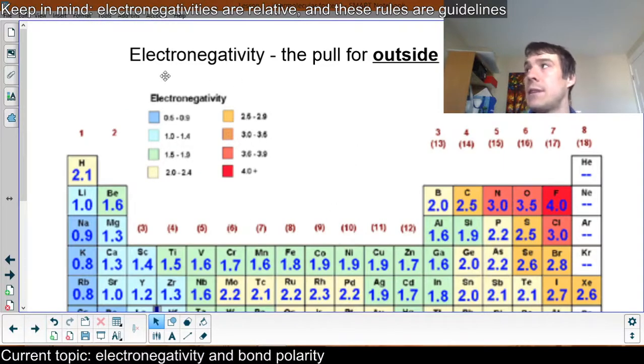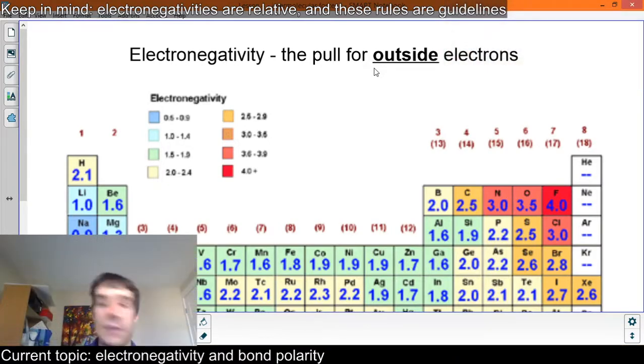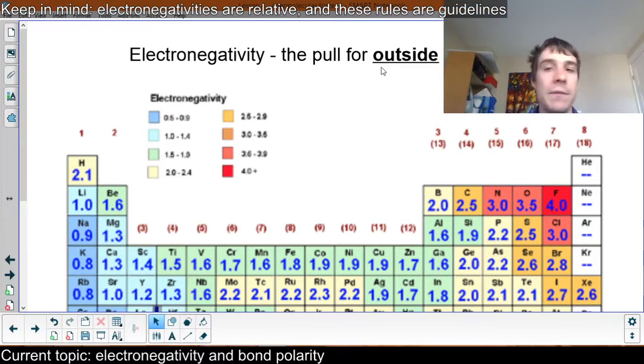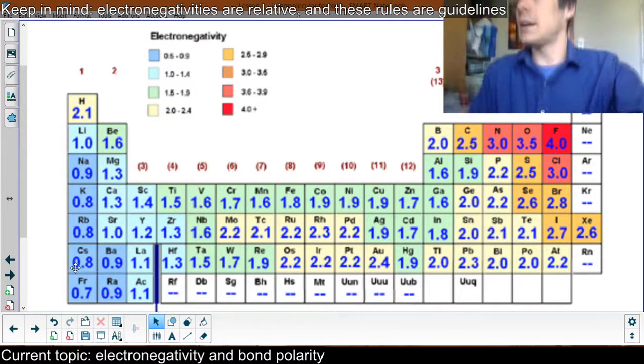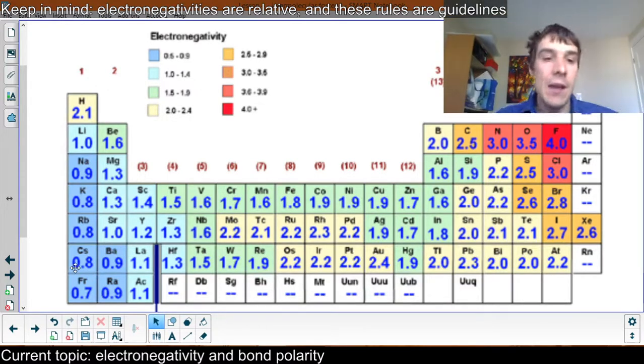Here's an electronegativity table. It's the pull for outside electrons. So it's the pull for outside electrons, and here we have the table. You can see that there's a general trend from bottom left to top right. Fluorine is the most electronegative element. Francium is the least electronegative element. Well, some people say cesium is the least electronegative element. Kind of depends on who you ask.